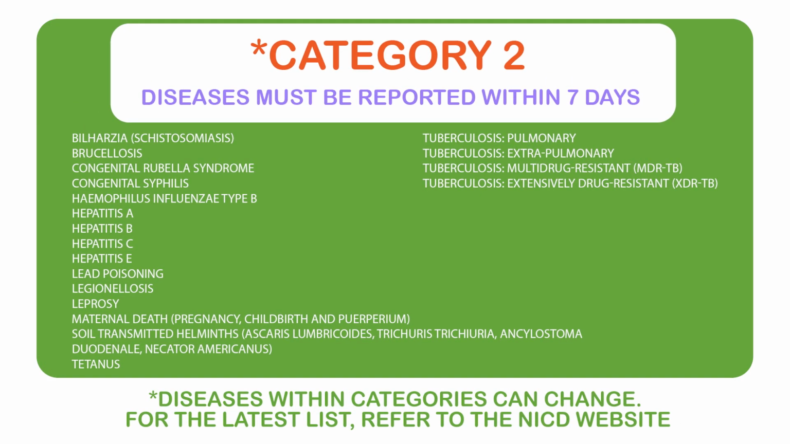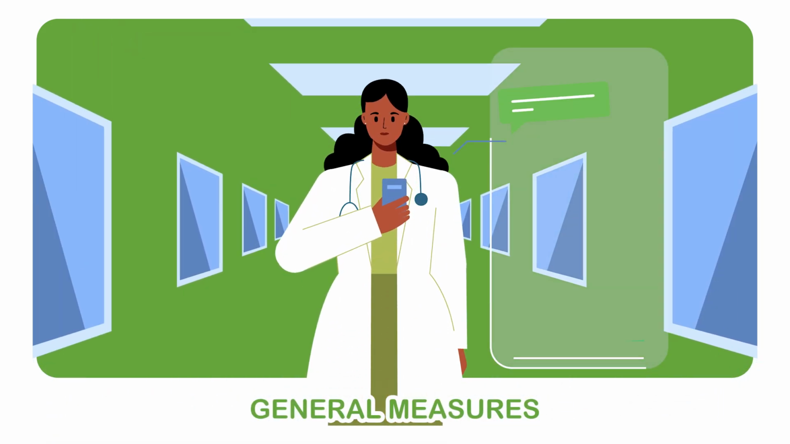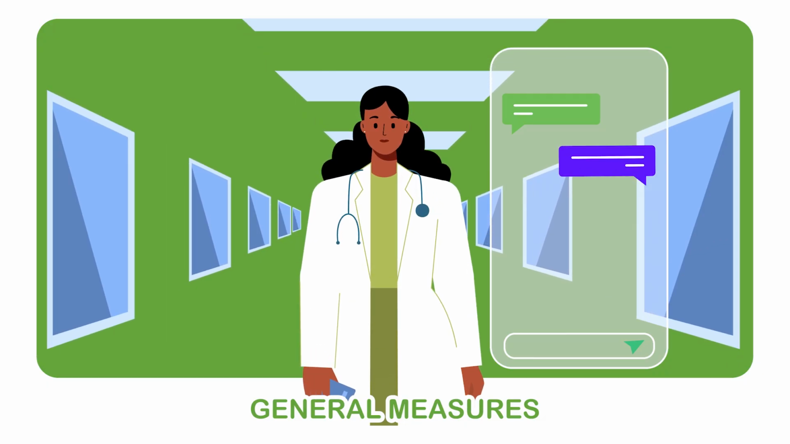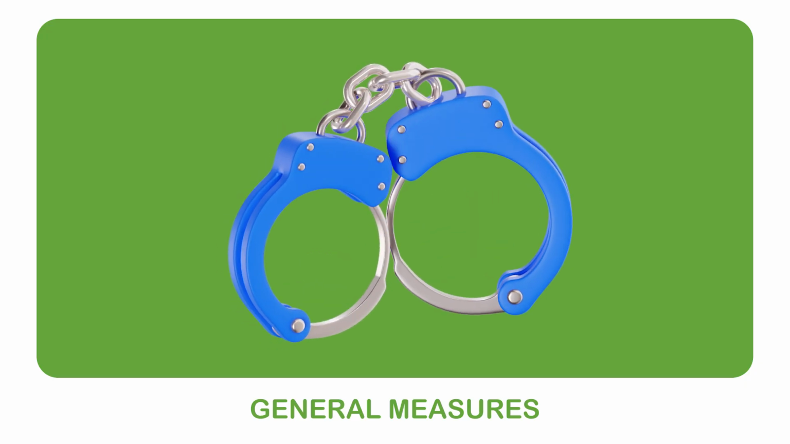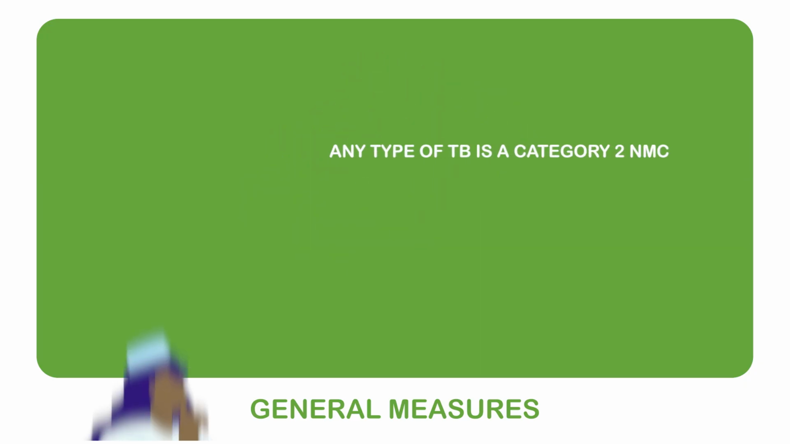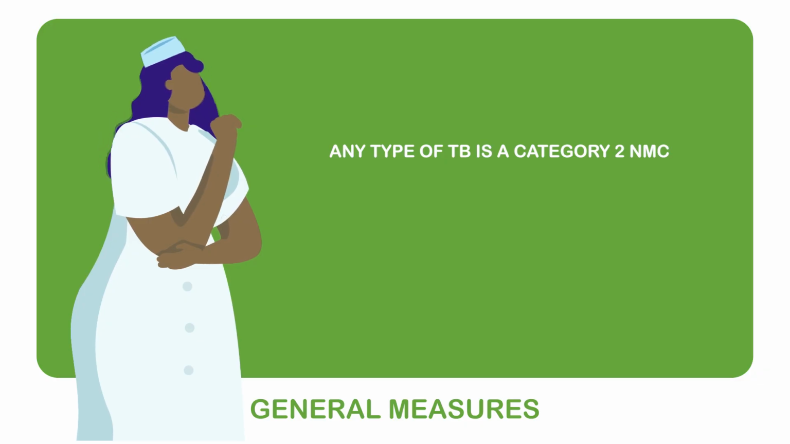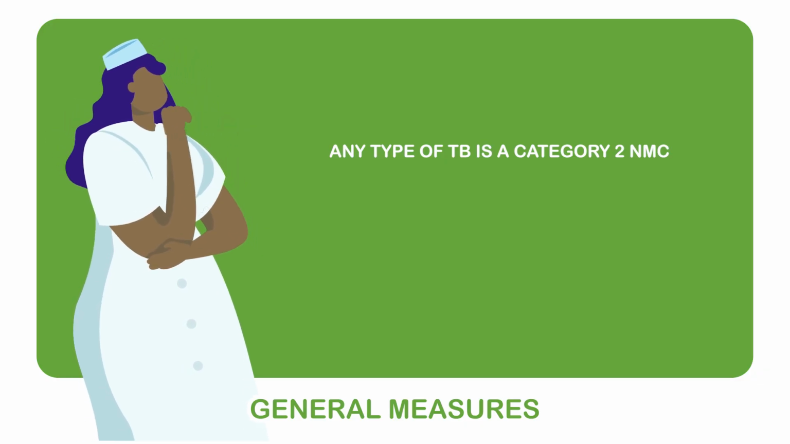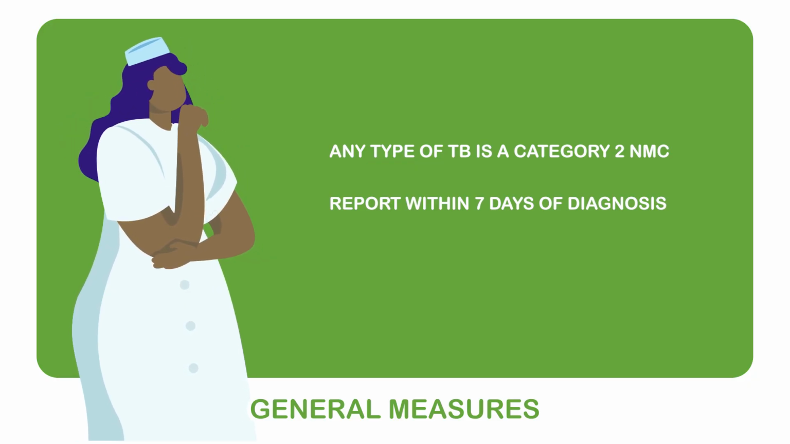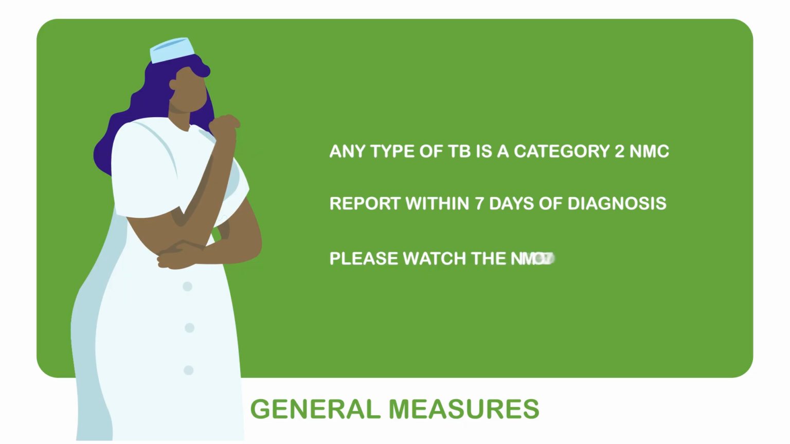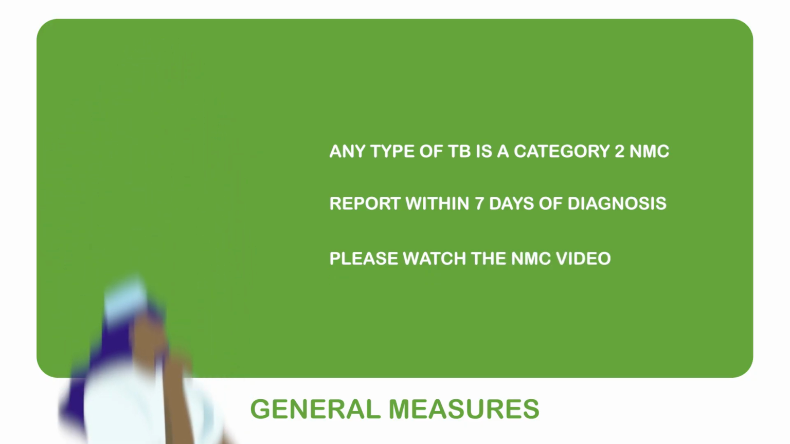It should be noted that TB is a Category 2 notifiable medical condition, or NMC, because it poses serious health risks to communities. Every doctor or nurse or healthcare provider in both the public and private health sectors who diagnoses a patient with any one of the NMCs must report the case. Failure to report an NMC is a criminal offence. Any type of TB is a Category 2 NMC and must be reported through a written or electronic notification within 7 days of clinical or laboratory diagnosis, but preferably as soon as possible following diagnosis. Please watch the NMC video in this series.